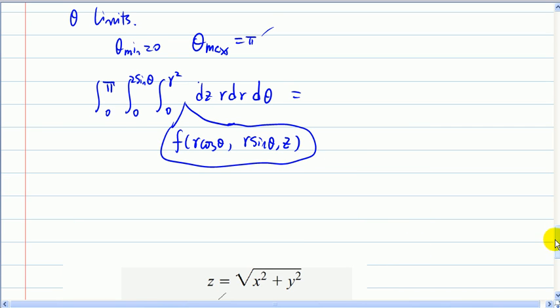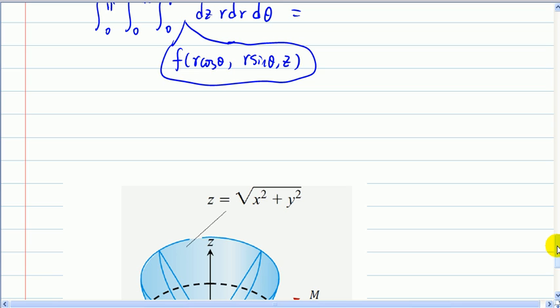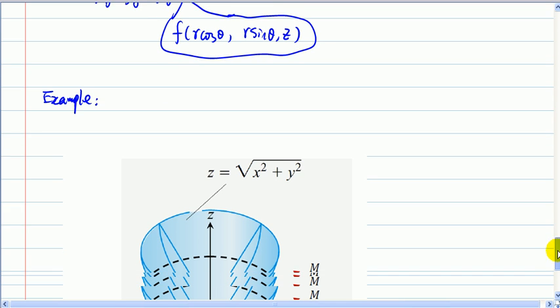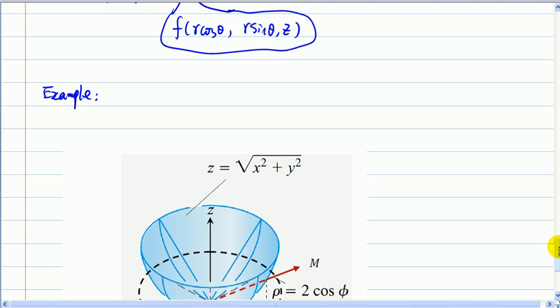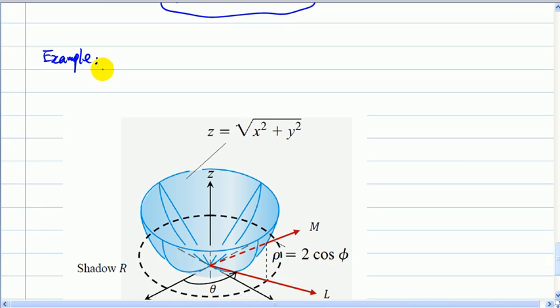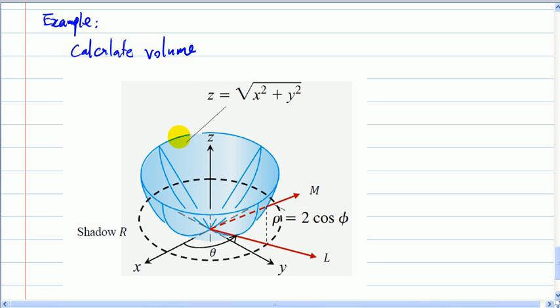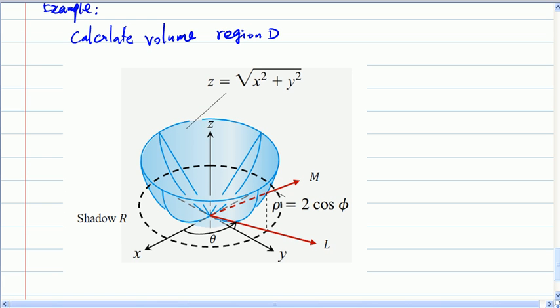So let's take a second example, the last example. For this example, we are looking for a triple integral using spherical coordinates. This time we calculate the volume of this solid region D shown here. Let's see what kind of region D we have. This region D is bounded by two surfaces. One surface is this, and the other surface is this.